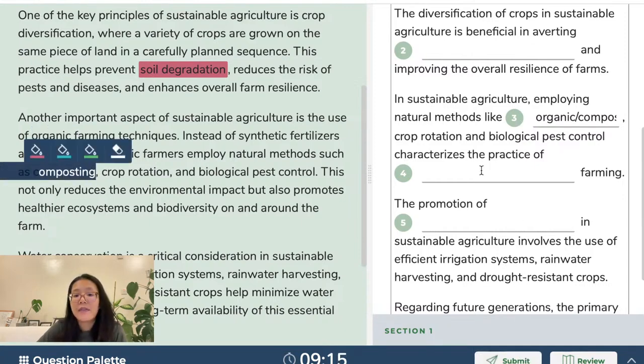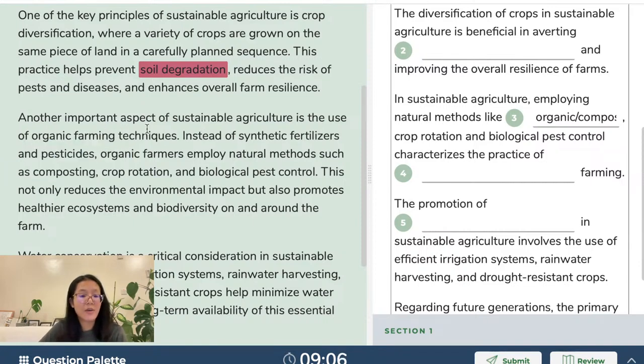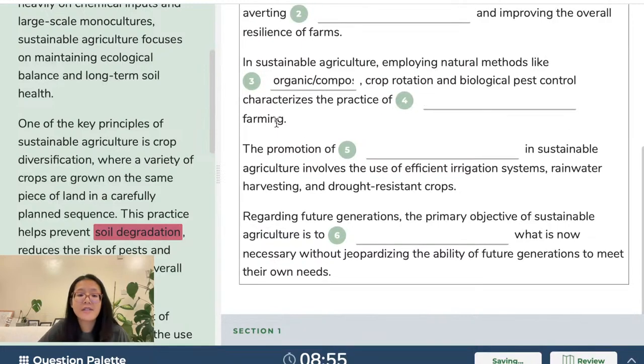All right, now the problem here is, I understand it's very popular, that when you see the phrase organic farming techniques, you put organic farming over here. It's very popular, but you have to know that at the end of this sentence, the entire sentence is here, and the word farming is already in the sentence. So you should put organic or compost. Don't put both, just organic or compost. If you put organic farming, it is not correct. It is not counted as correct.